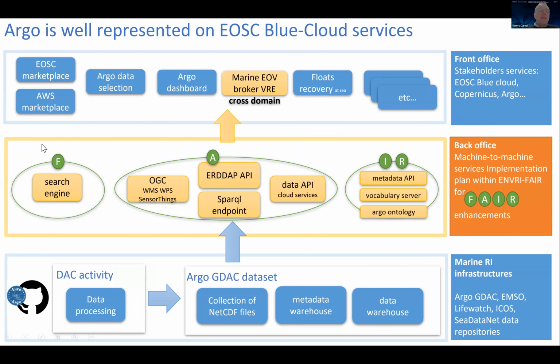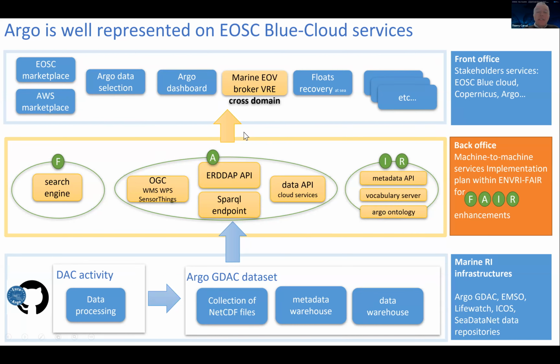So this is back office activity, and in the Blue Cloud, the work and the issue is to develop machine-to-machine services on the data. We develop and manage a search engine, WMS and sensor OGC services on top of this data, the ERDDAP API, a SPARQL endpoint to make semantic queries on Argo data, and APIs to have efficient access to applications that are available for Blue Cloud users, metadata, vocabulary, and ontology. These services are well documented on the EOSC marketplace.